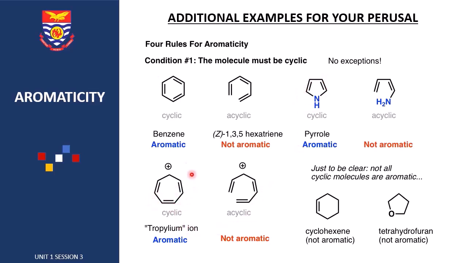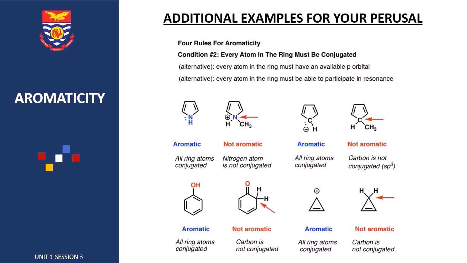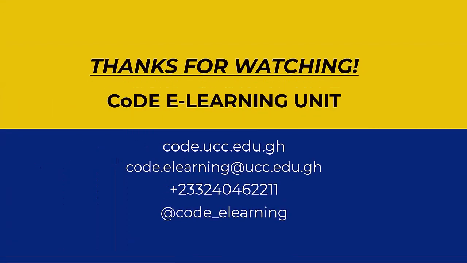This tropylium cation is also considered an aromatic ring because it has 2, 4, 6 pi electrons, and it's conjugated because of the cation we have here. And there are other examples as well. You can look at them in your own time. These are another group of compounds you can also have a look at at your own convenience.